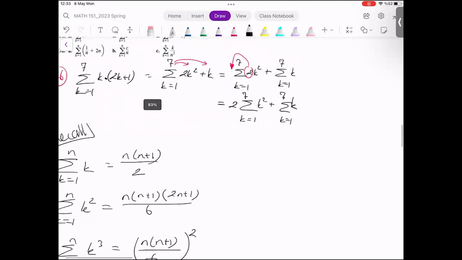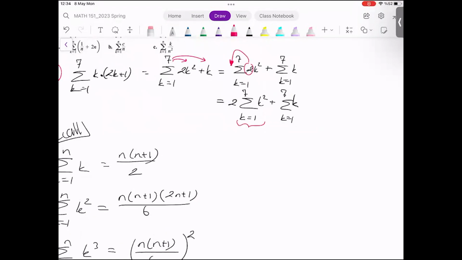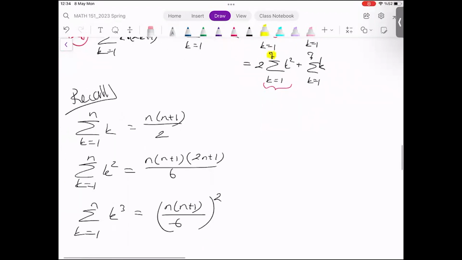Now it is time to use them. So this is the sum of squares. And what is n here? n is 7. Look at your formula, it depends on n. So for this one, I will write 7 times (n plus 1) which is 8, times (2n plus 1) which is 15, divided by 6. And the second expression is the sum of numbers from 1 to 7. It goes like 7 times (n plus 1), 8, divided by 2.